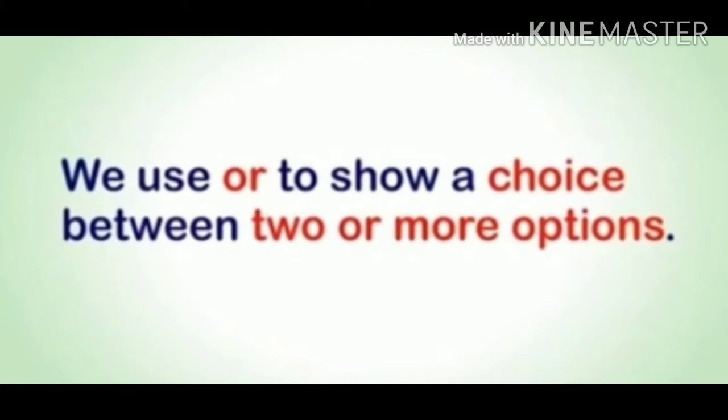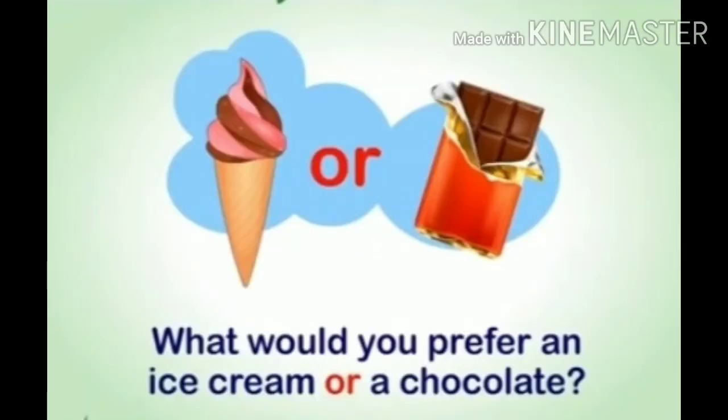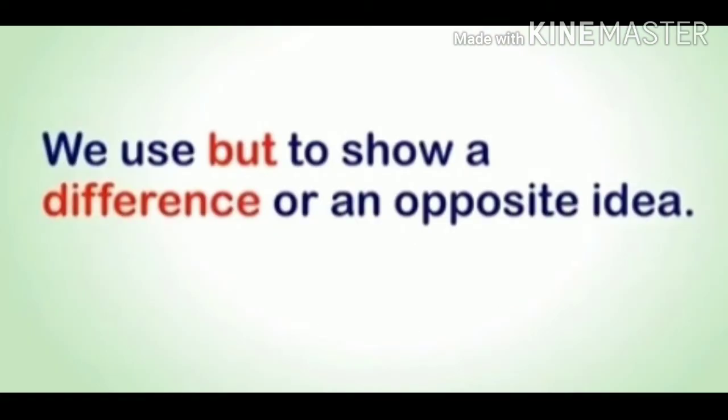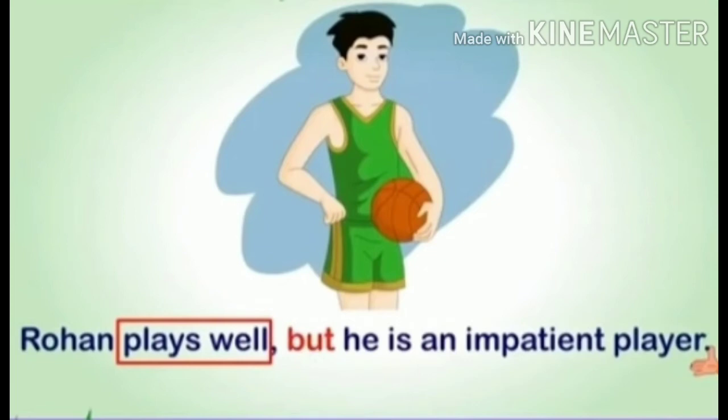We use or to show a choice between two or more options. Example, what would you prefer, an ice cream or a chocolate? We use but to show a difference or opposite idea. Rohan plays well, but he is an impatient player. Here, well is a good quality, but impatient is a bad quality of his nature.